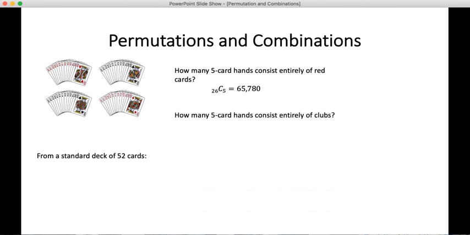How many 5-card hands consist entirely of clubs? Well, here are the clubs. There are 13 of those. So it's 13 taken 5 at a time.